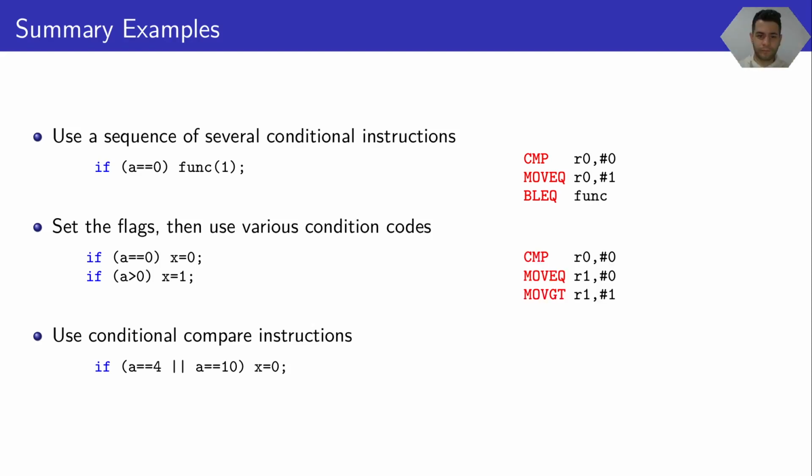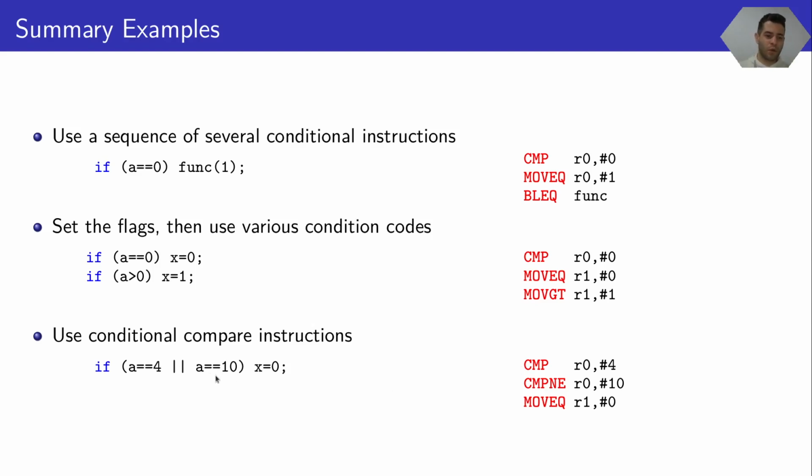Then we compare a with 0, and if it is equal, we set x to 0. If it is greater than, we set it to 1. And here, look how an OR condition is checked. First we check if it is equal to 4, but if it is not equal, because it is an OR, the name of this way of checking the OR is short-circuiting OR.